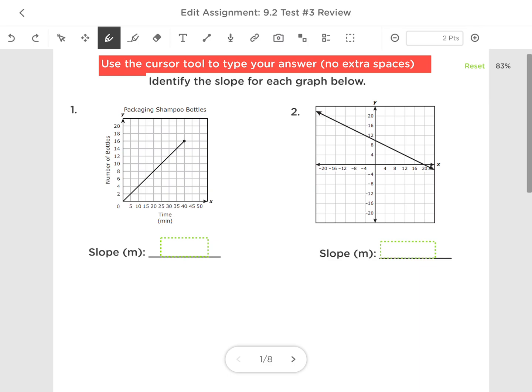It's Miss Faina. Today we're going to be working out the test number 3 review because you do have a test tomorrow. So first things first, we have question 1. It says identify the slope for each graph below.